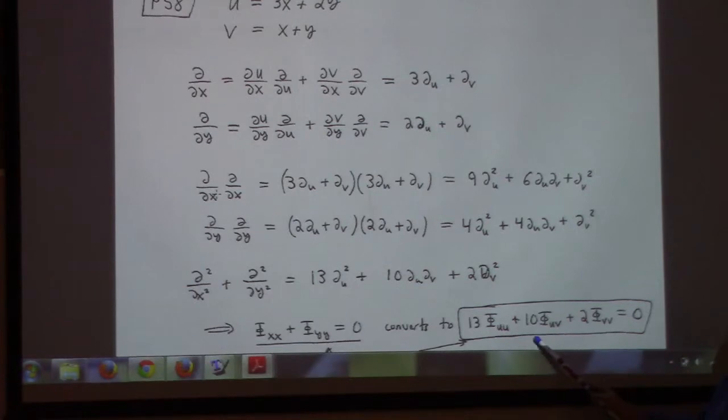So this is Laplace's equation in the uv coordinates. It's 13 times the second u derivative plus 10 times the mixed derivative plus twice the double v derivative. If you want a harder version of this, try to do the same thing, but converting from Cartesian to polar coordinates. I have the answer for that in the notes, and I have a start of the calculation, but I didn't quite do the middle of it, and it's one of the examples in the notes. It's like this, but anyway. Other questions? 60, yeah.